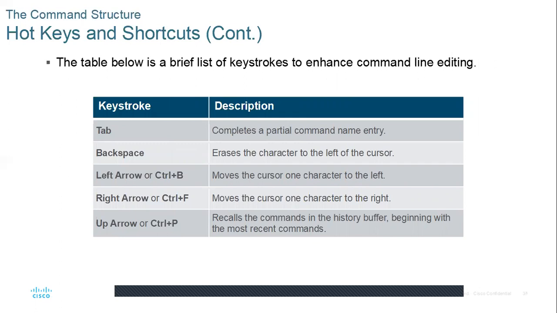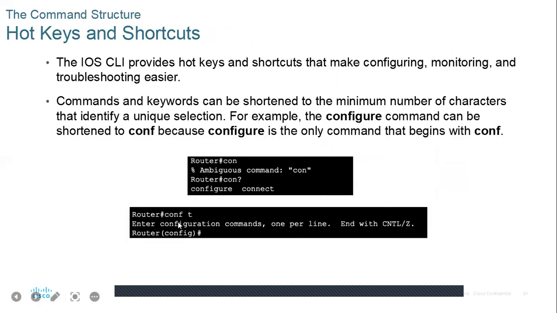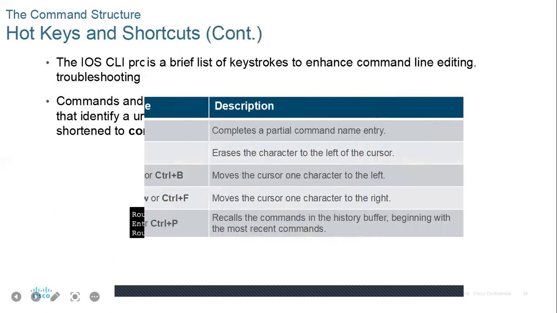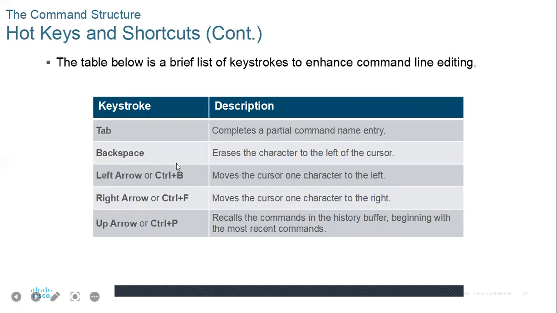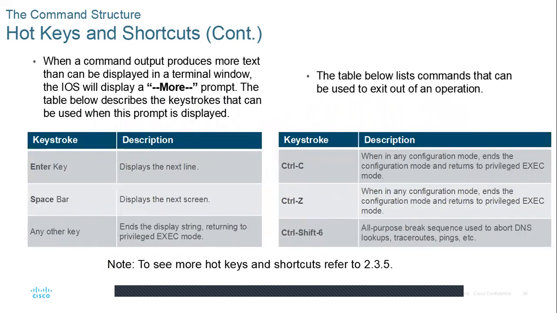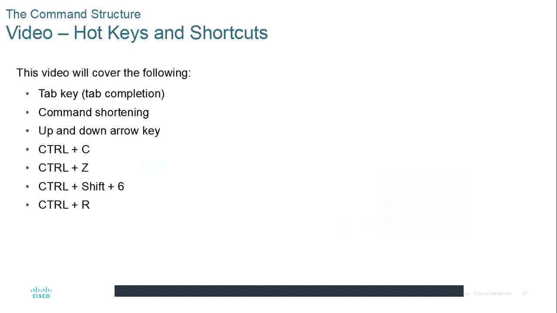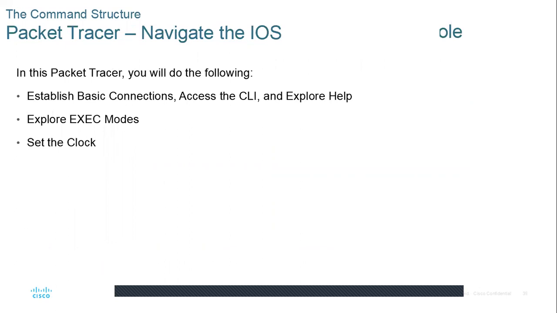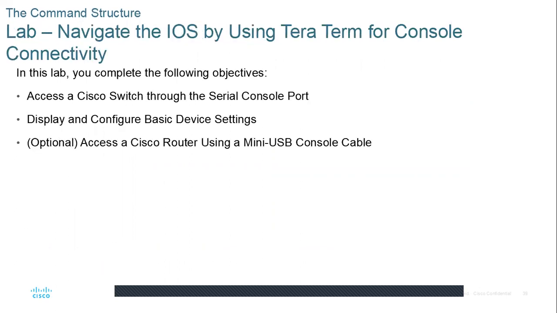What does the Tab key do? It completes a partial command entry. For instance, if I type conf and hit Tab, most likely it's going to give me the other options I have to complete that particular command. The backspace, left arrow, right arrow, up arrow, just like in a normal Windows command line, you use your keyboard to go back to previous commands you've done, or come forward to the commands you've done after that. And of course, the left and right arrows move your cursor back or forward. Just basic shortcuts. There's a lab there.